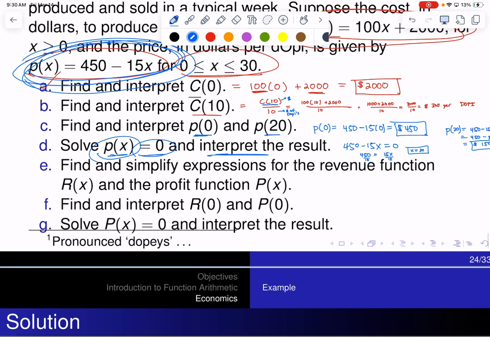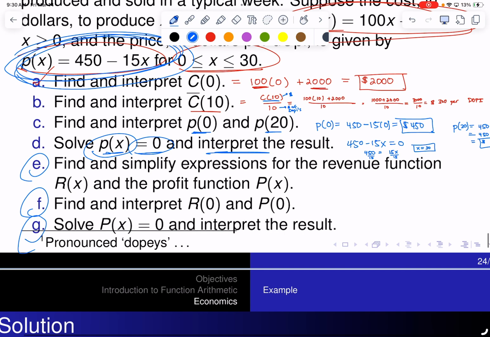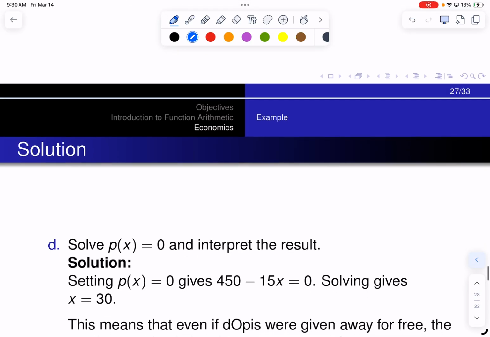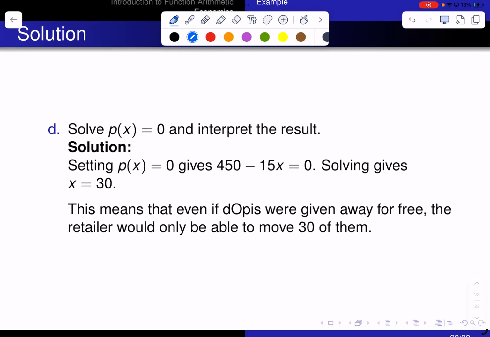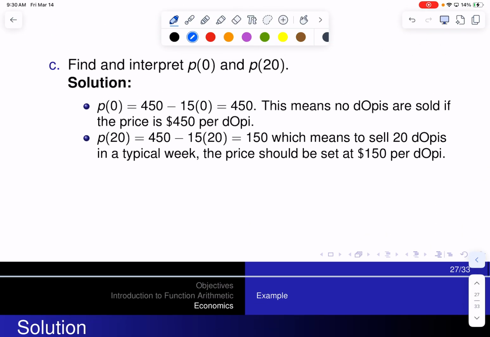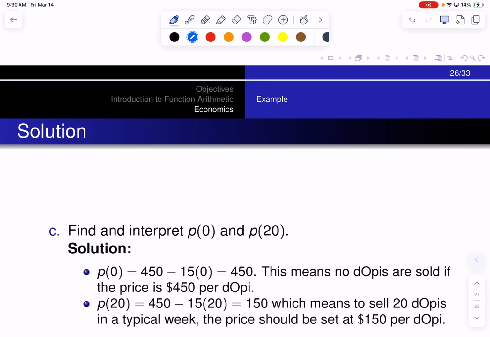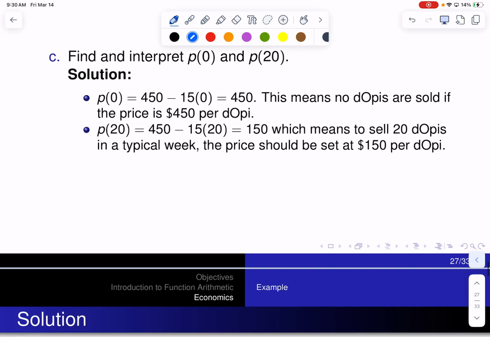All right, now this is probably the most important stuff here: E, F, and G. When I say the price is equal to 0, this means that if dopies were given away for free, the retailer would only be able to move 30 of them. There's just not that big of a demand for them. They're not that popular. It's like the Zune. You couldn't give Zunes away right now. I'd give it to you and you'd be like, what am I going to do with this thing? It's obsolete. The dopies are pretty obsolete.